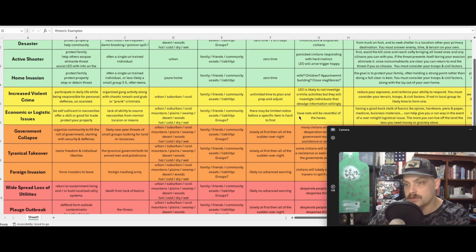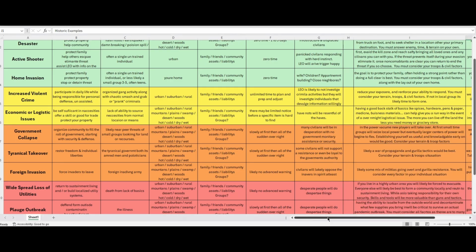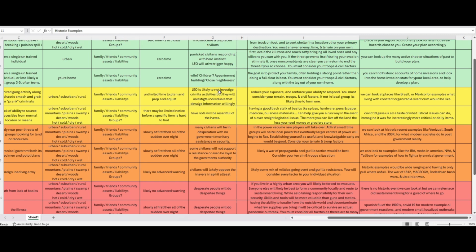Civil considerations. Have-nots will be resentful of the haves if things get really bad. And this was even true in COVID, right? If you had a mountain of Charmin in your apartment, probably wasn't a smart idea to take a bunch of pictures of it and post it on social media. All right.